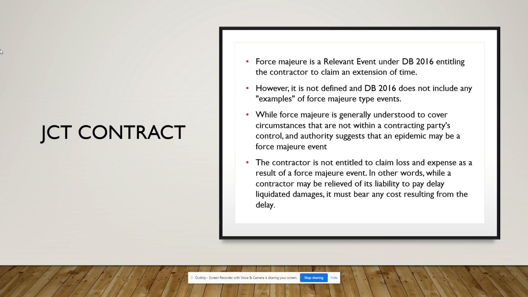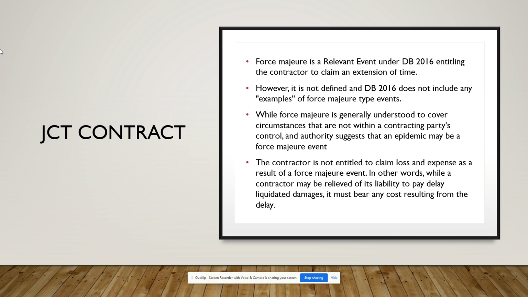So in the JCT contract, they have just put one term, force majeure. You can get an extension of time, but they didn't say what the definition of force majeure is and what the various examples of force majeure are. They didn't explain. And for a force majeure clause, no claim for loss or expense or cost relief is provided. This is the extract of the JCT contract.